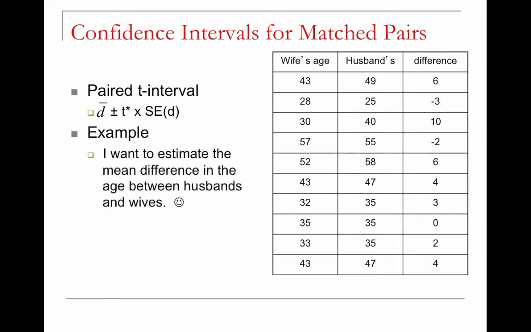So for example, I want to estimate the mean difference in age between husbands and wives. I have 10 different couples here, with the husband's age and the wife's age, and then I'm subtracting the two. I actually have the columns backwards. I did husband minus wife. So a positive number indicates that the husband is older, a negative number indicates that the wife is older. So we want to estimate the mean difference in the ages between husbands and wives.